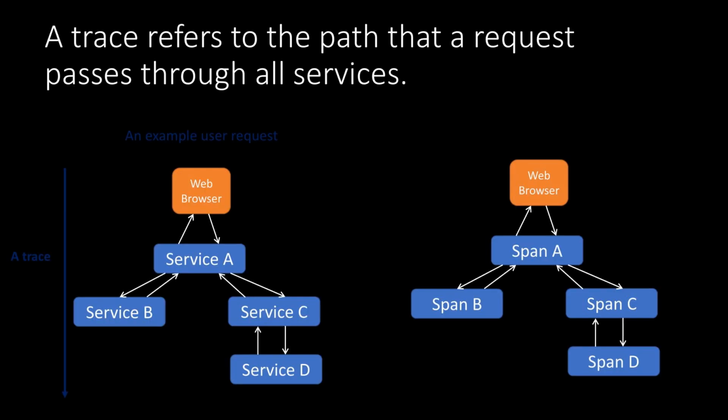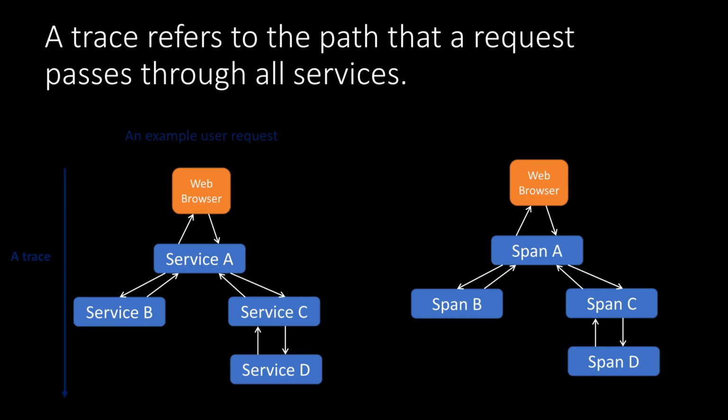This is an example of how a trace can look. In this diagram, let's imagine a user makes a request from a web browser. This request first reaches service A. From there, it is directed to service B and service C. Service C further communicates with service D, completing the request's path through the system. This entire journey, from the web browser through services A, B, C, and D, constitutes what we refer to as a trace in this system.